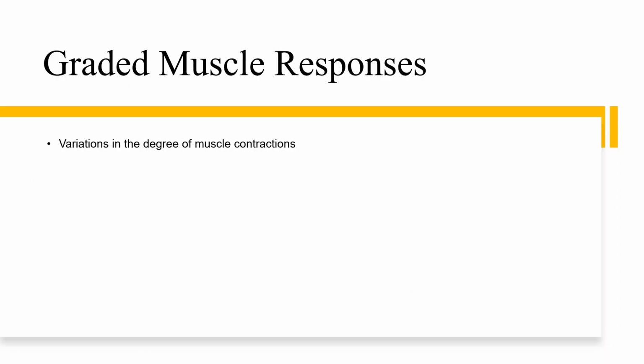So now we're going to start talking about graded muscle responses. And these are going to deal with variations in the degree of muscle contraction. Contractions normally don't occur as a single twitch. Those are just kind of weird things that happen. But we're going to be talking about how a whole muscle is going to contract.